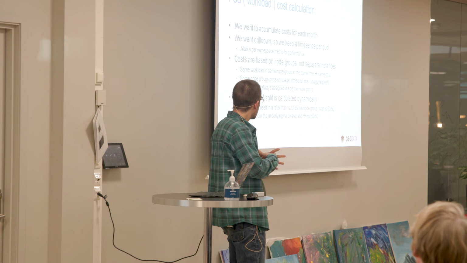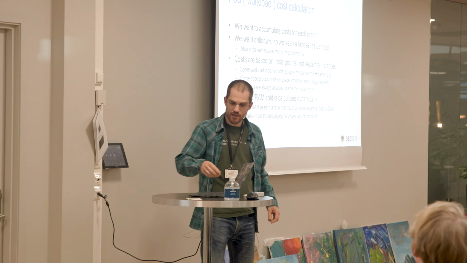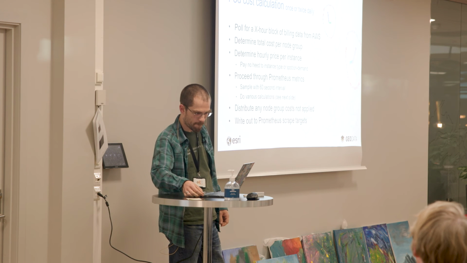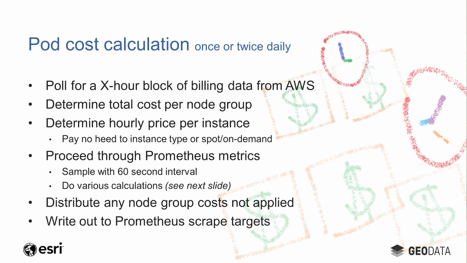We make up the CPU RAM split as we go. That's kind of a personal preference matter. So it's probably a little boring, and we don't want to talk about it too much, but you poll Amazon, and then eventually they come with some data for you, and you start out by finding out your price for a node group, and then you find the hourly price for an instance.